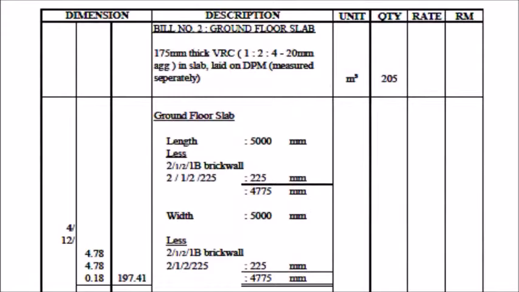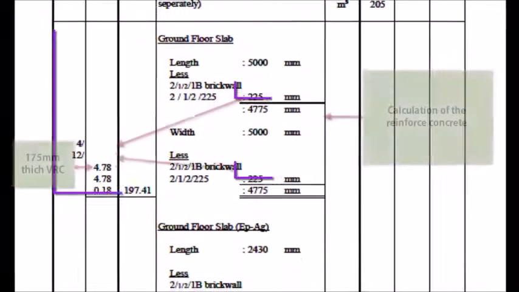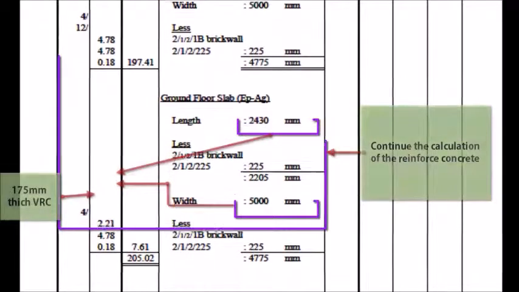Now, let us proceed to the next subtopic, which is the reinforced concrete in ground floor slab. As usual, do not forget to write the title on top and also the subtopic description below the title. Now, find the length and the width of the slab, and multiply with the thickness of concrete, which is 175 mm.